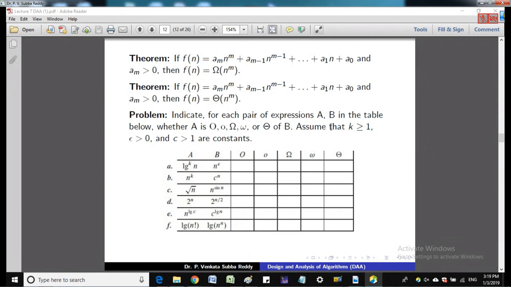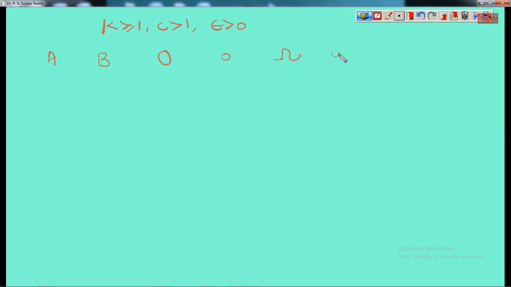Indicate for each pair of expressions A, B in the table below whether A is big O, little o, big omega, little omega, or theta of B. The pair is (log n)^k and n^epsilon, where epsilon is greater than 0, c is greater than 1, and k is greater than or equal to 1. So what is given to us? k is greater than or equal to 1, c is greater than 1, epsilon is greater than 0. Part A and B, with columns big O, little o, big omega, little omega, theta. This is our table.